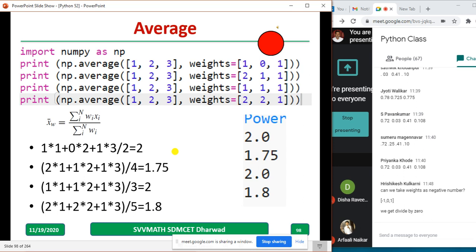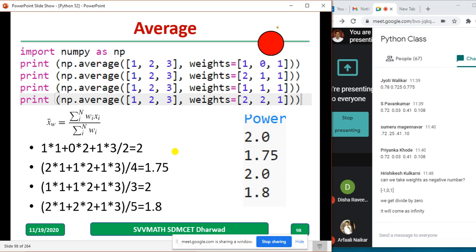We get divided by 0. When you get divided by 0, it will come as an infinity. Ensure that it will not become a 0. Try, Rishikesh. Hardly one instruction you have to execute in the online. It takes hardly a few seconds. Ensure that. Try. Okay, let me go to the next.